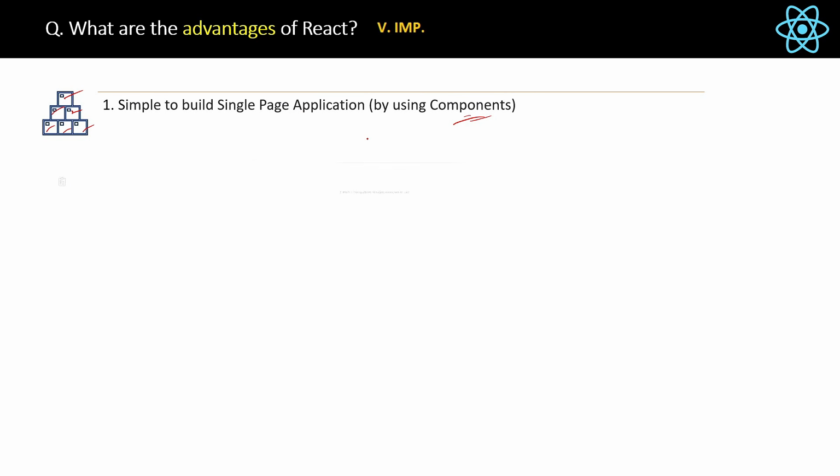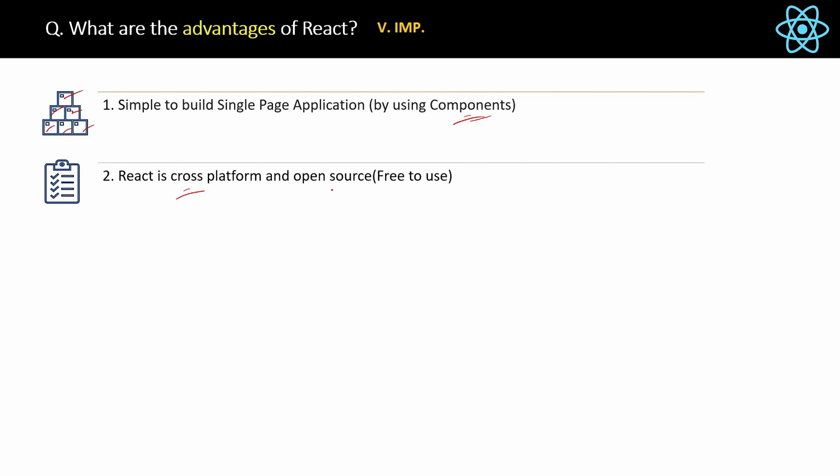Second advantage is React is cross-platform and open source, which means it's free to use. And also React can be used for building applications on various platforms, okay, including web, mobile, or desktop. It also works well with other frameworks and libraries, making it easy to integrate into existing projects. Then the third advantage is React is lightweight and therefore it is very fast. Why? Because it uses the concept of virtual DOM. Virtual DOM I will explain in upcoming questions, but yes, it is very fast because of that.